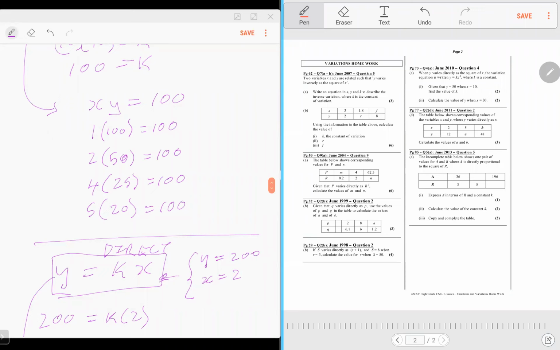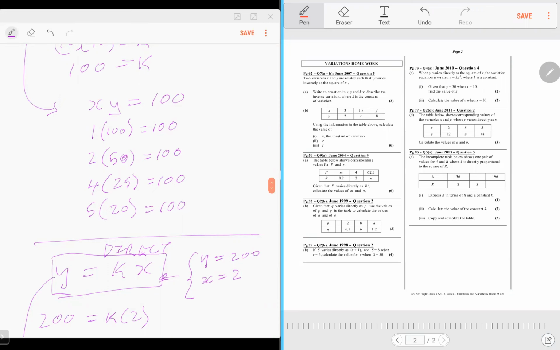You just need to know how to write the relationship. Direct means the first thing equals k times the second thing. Inverse means the first thing equals k divided by the second thing. Sometimes they might say the square of x, which just means x squared. Or they might say the square root of x, you put the square root over the x.